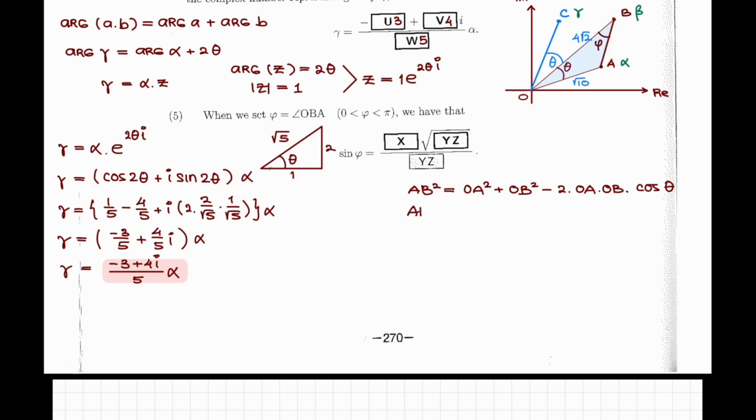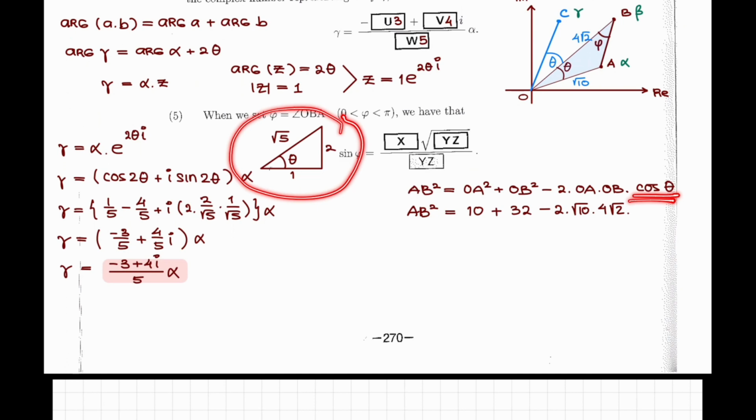Then AB squared is equal to OA, which is square root of 10. Square root of 10 squared is equal to 10, plus OB, 4 square root of 2. If you square it, you will have 16 times 2, which is 32, minus 2 times square root of 10 times 4 square root of 2 times cos theta. You can find cos theta by looking at this right angle triangle. Cos theta is 1 over square root of 5.